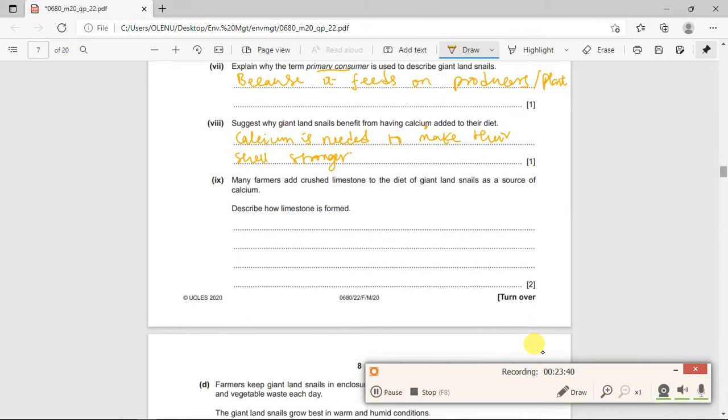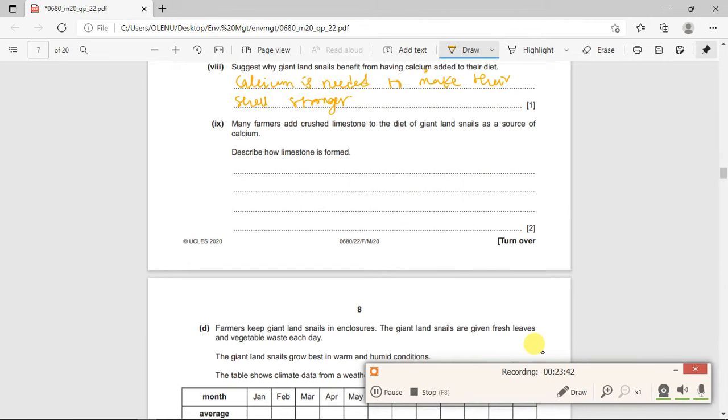That's it. Next is, many farmers add crushed limestone to the diet of giant land snail as a source of calcium. So now, describe how limestone is formed. Limestone is a sedimentary rock. So what this question is asking you is just describe how sedimentary rocks are formed.